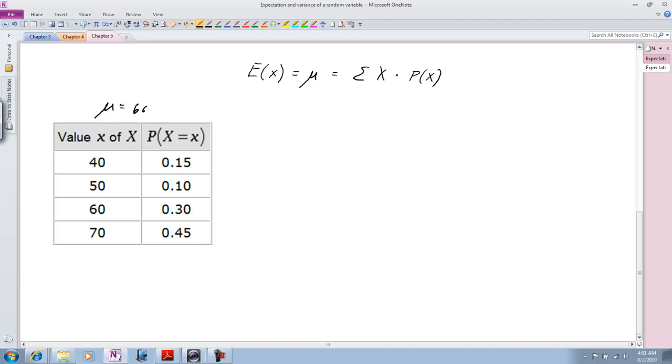The mean is 60.5. So if this were a class of students, and this were a test where 70 was the highest and 40 happened to be the lowest, I would have 45% of the students got 100, 30% of the students got somewhere in the 80s, right? 15% of the students got a 40, which is like a high F. Anyways, so on average, the students got around a 60.5. 60.5 would be like a high B if you're doing it out of 70.